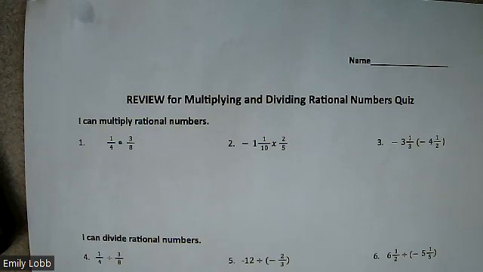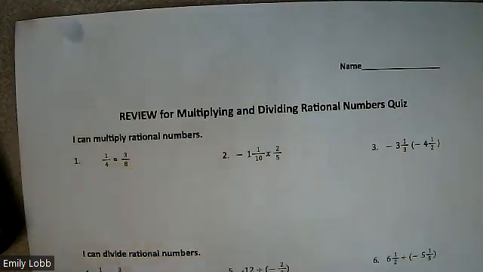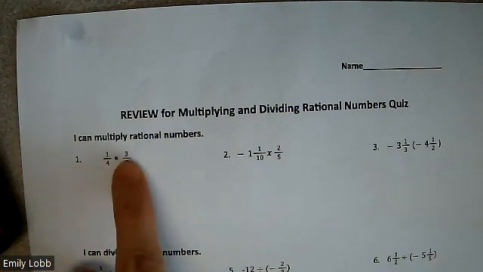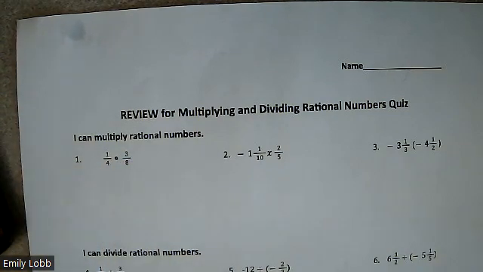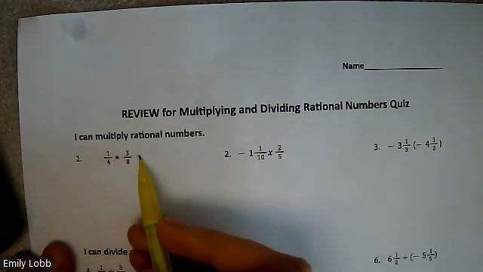All right, I can multiply rational numbers. Looking across these diagonals, the 1 and 8 do not share any common factors that aren't 1, right? The 4 and the 3 do not share any common factors either. So we can't simplify before we multiply. We're simply going to multiply straight across.